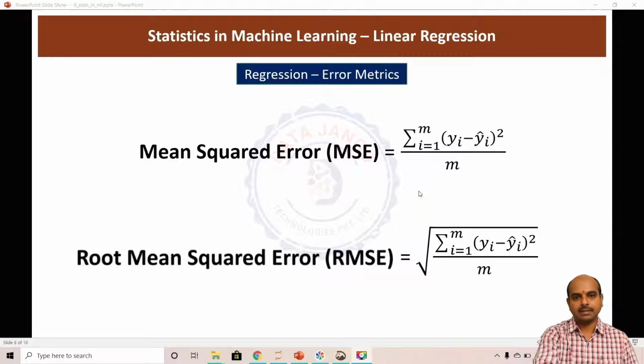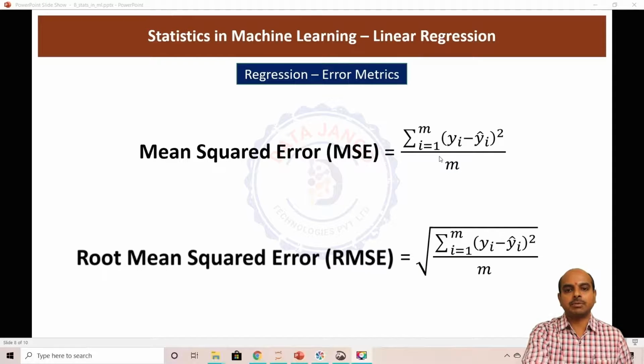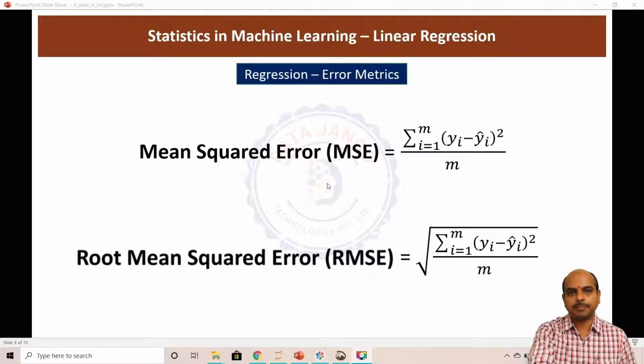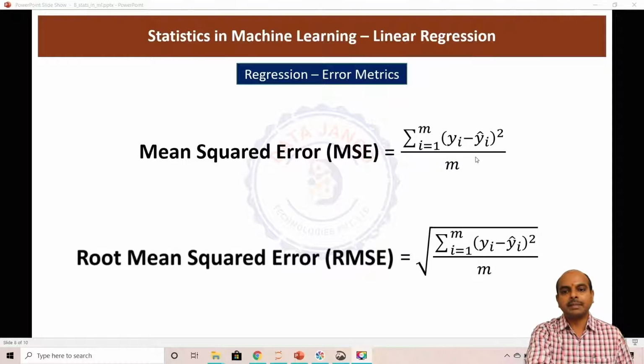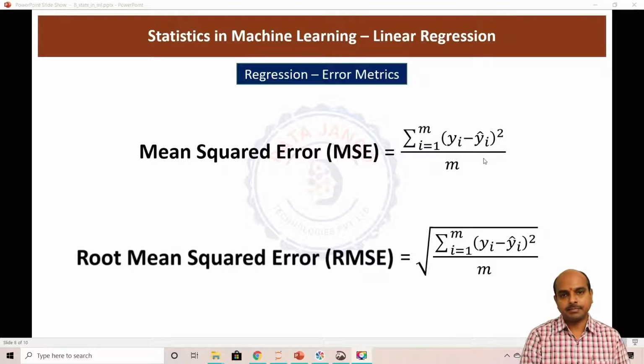Hello and welcome back. Let us try to understand two more error metrics for regression algorithms: mean squared error and root mean squared error. The numerator in this formula we have already seen, which is nothing but the residual sum of squares. If you take the mean of that residual sum of squares, that is called mean squared error. So why are we taking the mean of the residual sum of squares? It is like variance in the error.